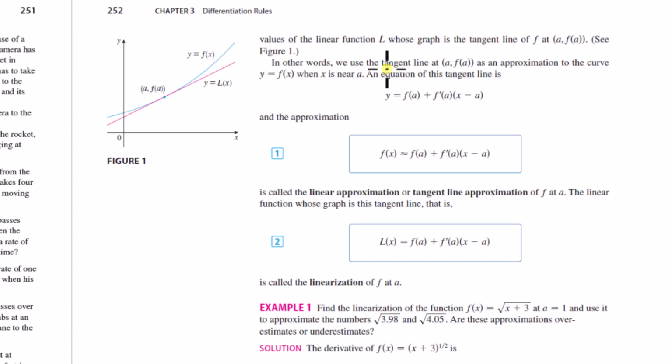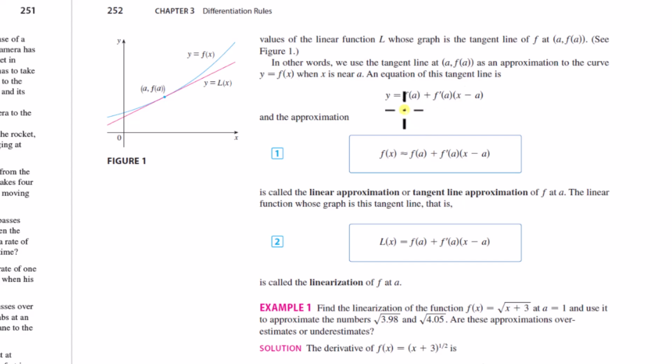And what we do is we see that this tangent line, we act like that's the actual curve. We're acting like this tangent line is this curve right near the point. Okay, and so an equation of this tangent line is what? y is equal to f of a plus f prime of a times x minus a. And this is one of the forms of a line.